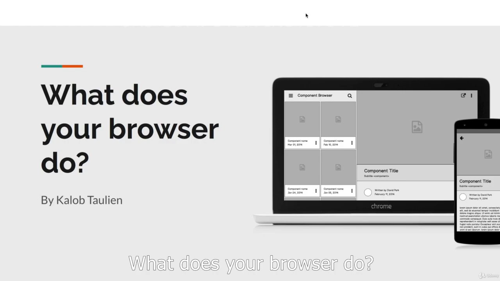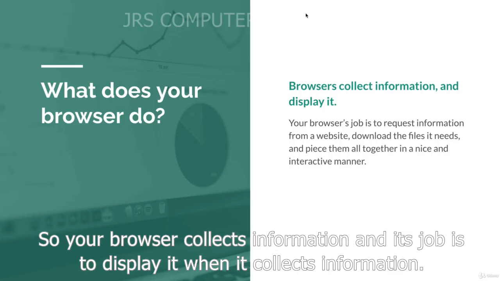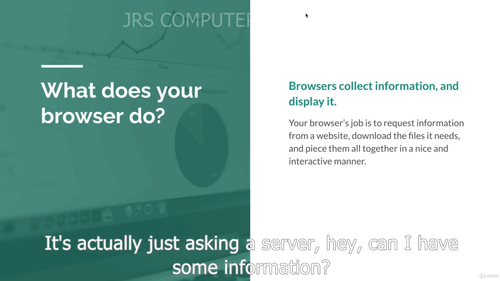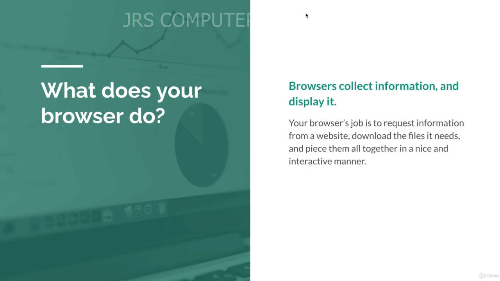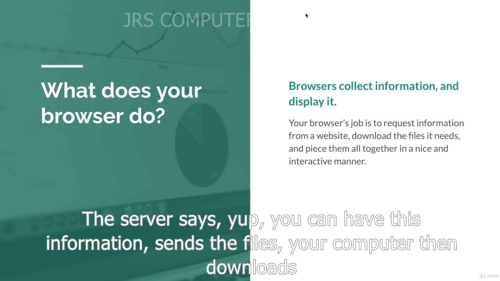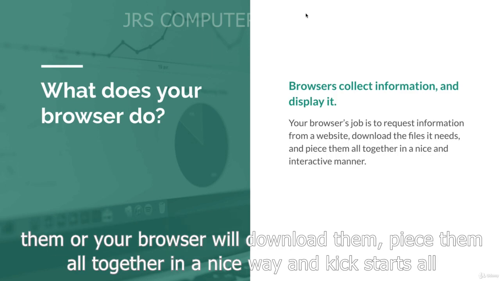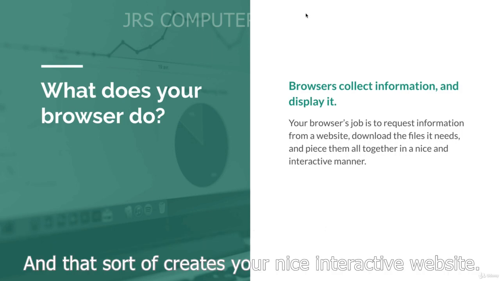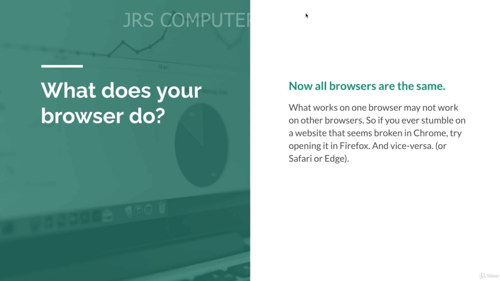What does your browser do? So your browser collects information and its job is to display it. Now when it collects information, it's actually just asking a server, hey, can I have some information? The server says, yep, you can have this information, sends the files. Your computer then downloads them, or your browser will download them, piece them all together in a nice way, and kickstart all the code. And that sort of creates your nice interactive website.